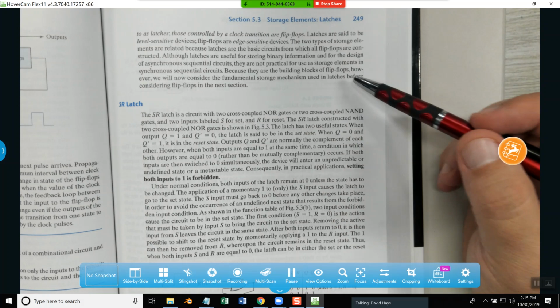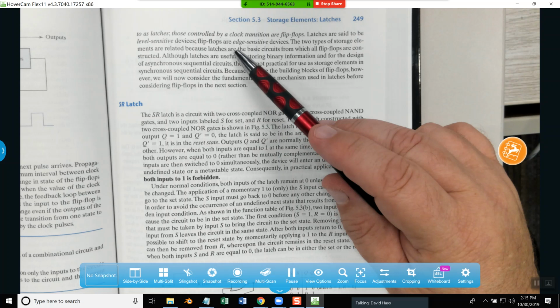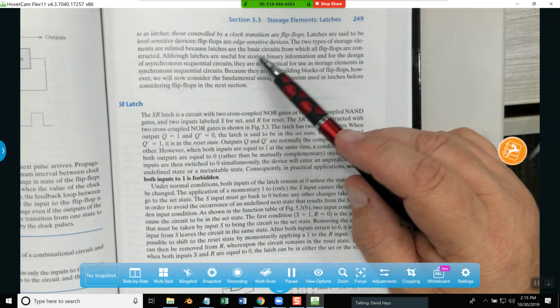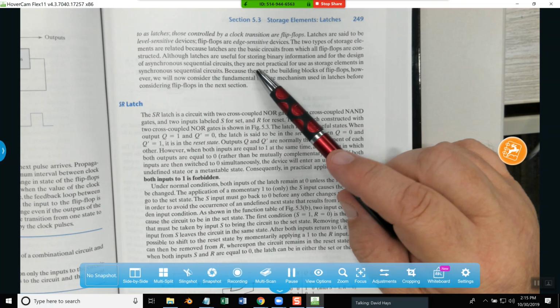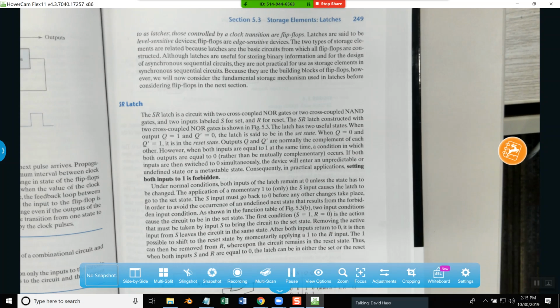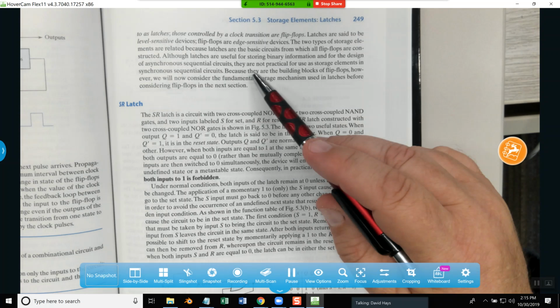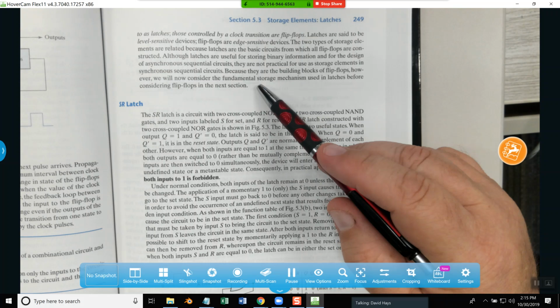The two types of storage elements are related because latches are the basic circuit from which all flip-flops are constructed. Although latches are useful for storing binary information and for the design of asynchronous sequential circuits, they are not practical for use as storage elements in synchronous sequential circuits. As they are building blocks of flip-flops, however, we will now consider the fundamental storage mechanism using latches before considering flip-flops.